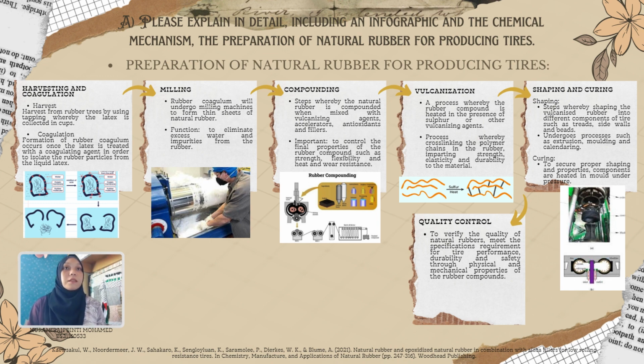Next step is shaping and curing, whereby shaping the vulcanized rubber into different components such as tread and sidewall, which will undergo processes such as construction, molding, and also calendering.